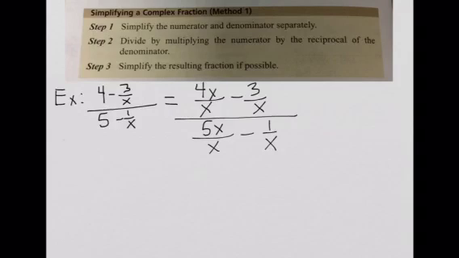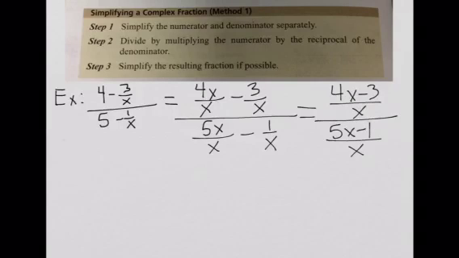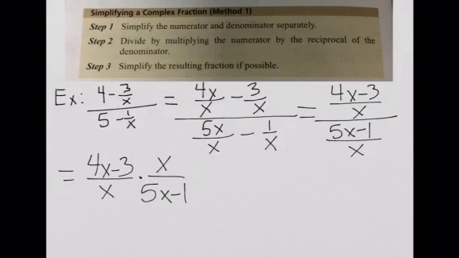Okay? But we're not completely done now. Because they are both written over that same denominator, I can combine them a little further. So that becomes 4x minus 3 over x on the top, and on the bottom that becomes 5x minus 1 over x. Alright, and so that's step one of method one. You just take your numerators, take your denominators, and simplify them as far as you can. And then step two now is the keep, change, flip part. So we're going to keep our first fraction, 4x minus 3 over x. I'm going to change that division to multiplication. I'm just going to flip that second fraction, so x over 5x minus 1.